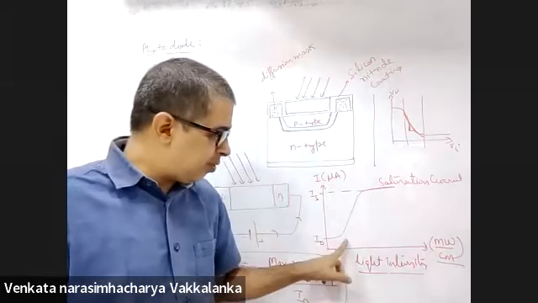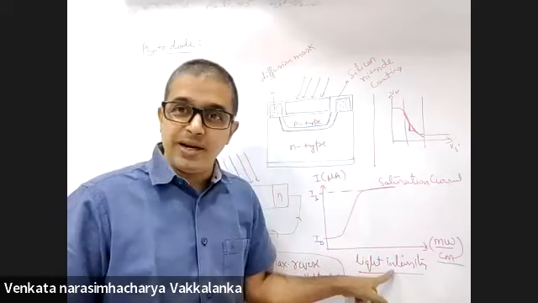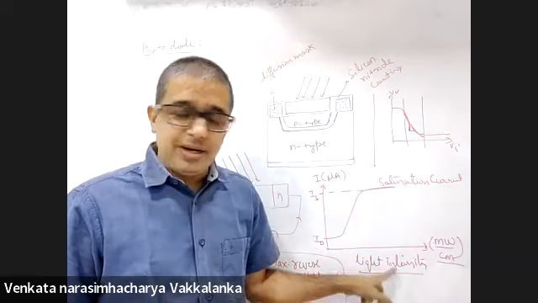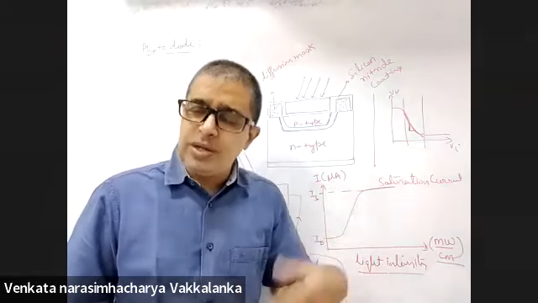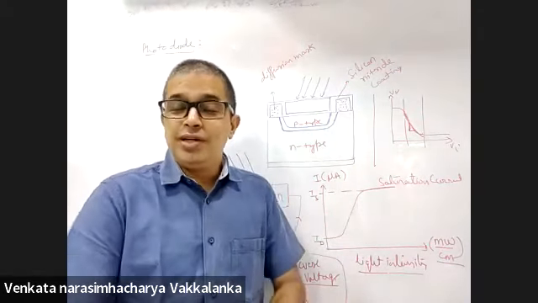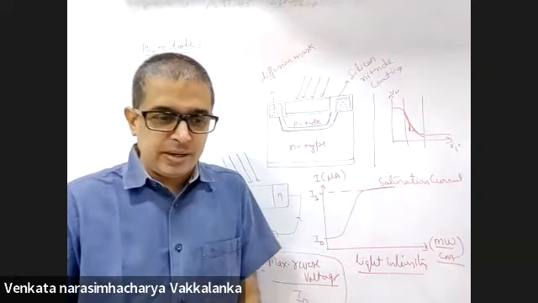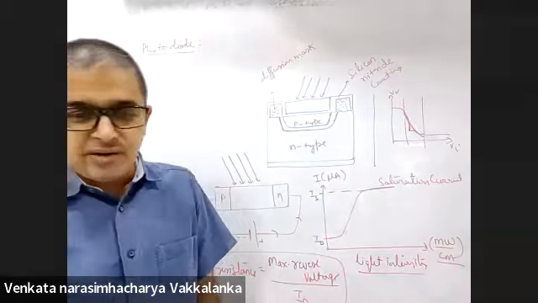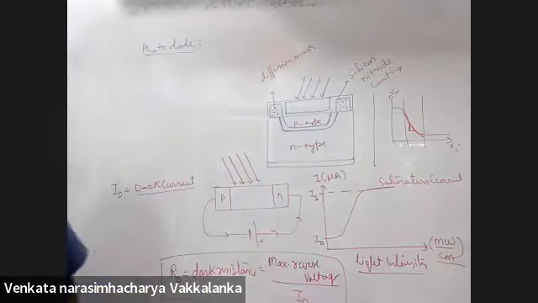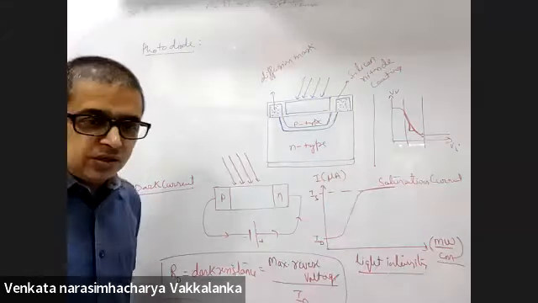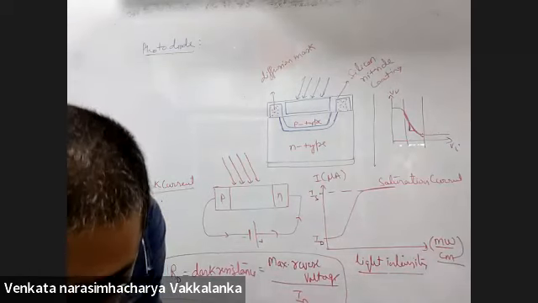Fine. This is quite obvious. The reverse current and intensity of light are linearly proportional. So when intensity of light is low, the reverse current also will be low. It is no specific disadvantage, but you need 2 points to write, hence you are writing the second point. Low reverse current for low illumination levels.